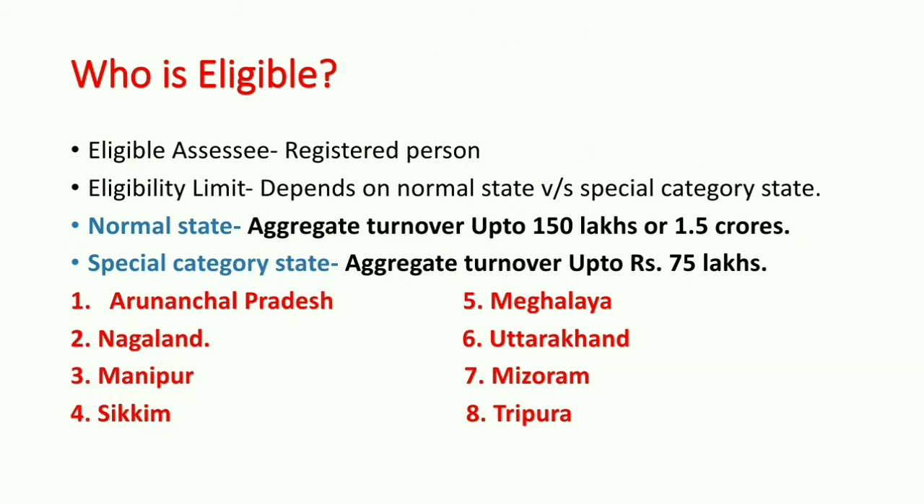Now let's discuss who is after all eligible for this composition levy scheme. Eligible assessee is a registered person. Whoever is registered under GST can opt for this scheme. Eligibility limit depends on normal state versus special category state. A normal state is a state which is not a special category state. Obviously, for persons in a normal state, if the turnover is up to 1.5 crore, they become eligible for the composition scheme. But in case of special category states like Arunachal Pradesh, Nagaland, Manipur, Sikkim, Meghalaya, Uttarakhand, Mizoram, Tripura, if any assessee under these states is eligible and registered under GST and his aggregate turnover is up to 75 lakhs, then he is eligible to opt for this composition levy scheme.